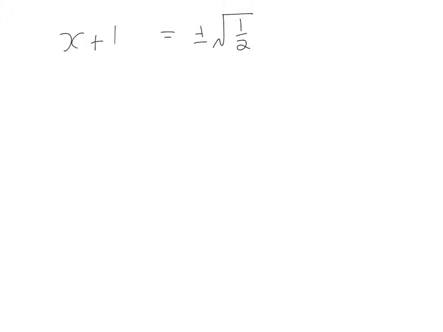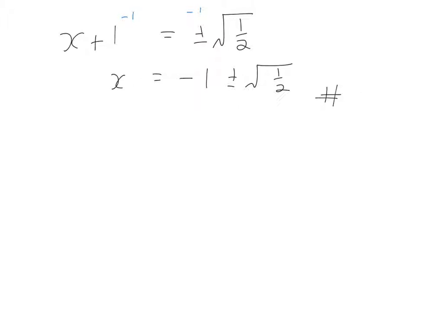And then all we have to do is take 1 away from both sides. It's usual to put the plus or minus in the middle. You don't have to. So that leaves me with x equals negative 1 plus or minus the square root of a half, like so. So the solutions, that's all you have to write. That's it. That's the solution. But you've got to remember that that is actually two solutions.